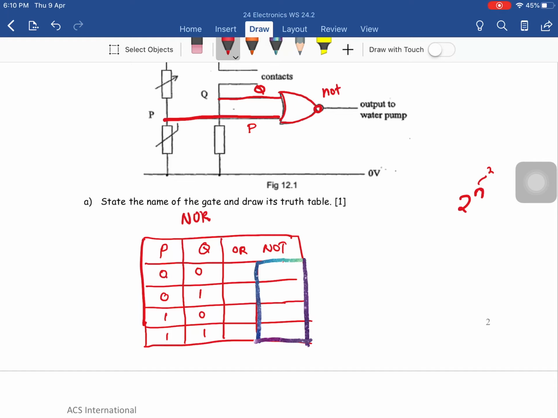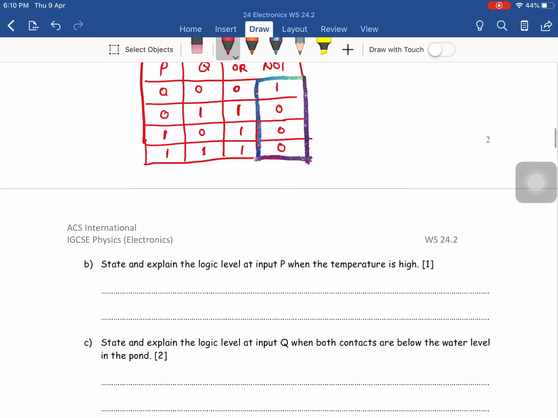So starting with OR. So 0, either one must be high in order for the output to be high. So this is going to be low. There's 1 high, so output high. There is 1 high here, so output is going to be high. And there's at least 1 high here, so definitely output is going to be high. Then we're going to invert or inverse our result. So since this is low, it's going to be high. And this is high, so be low, low, low. So this is our answer.